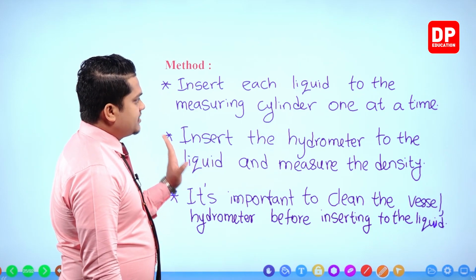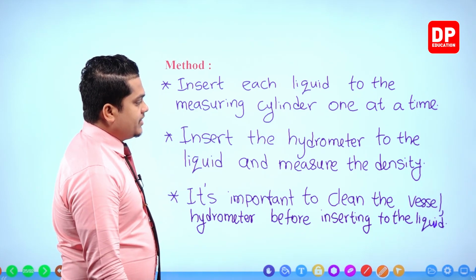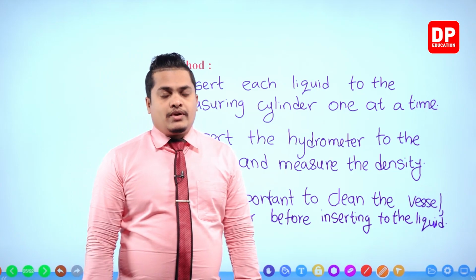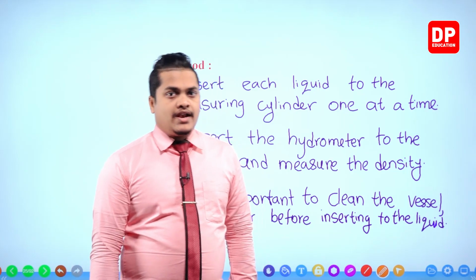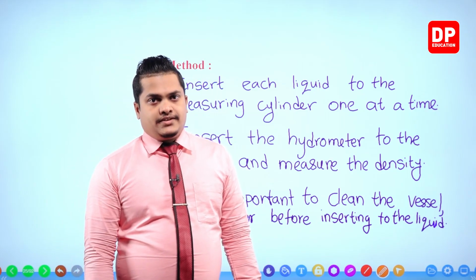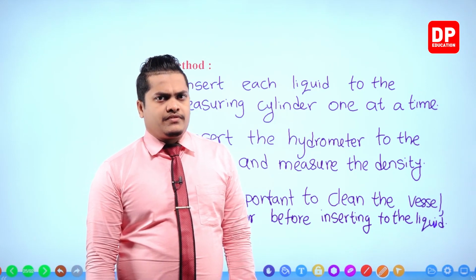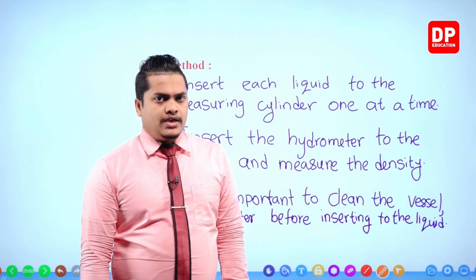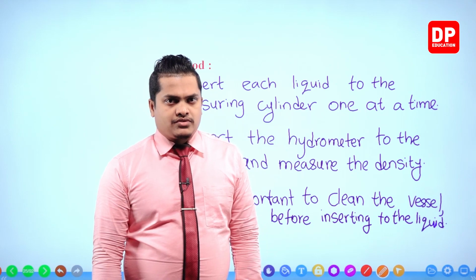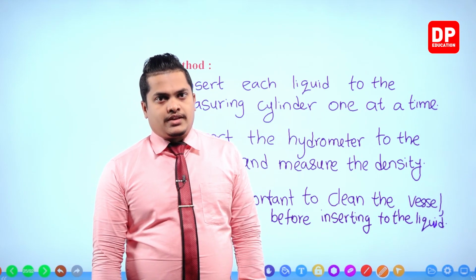So this is the method of doing the activity, my dear children. Okay. So now let's head on to the laboratory and we'll do this activity and we'll measure the densities of these three liquids. Okay. And once again, we'll come back to the classroom to write down our conclusion and the observations.